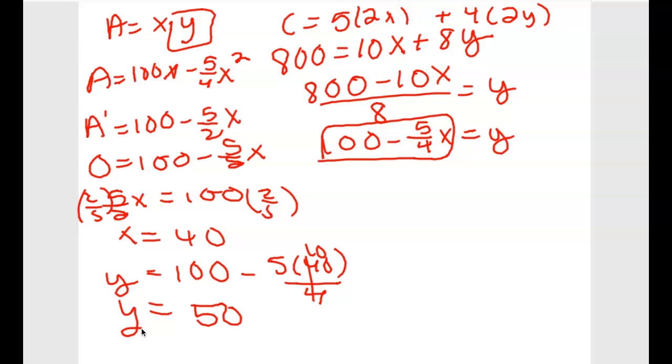2,000 square feet at a cost of $800, where in the last example our cost was $400.